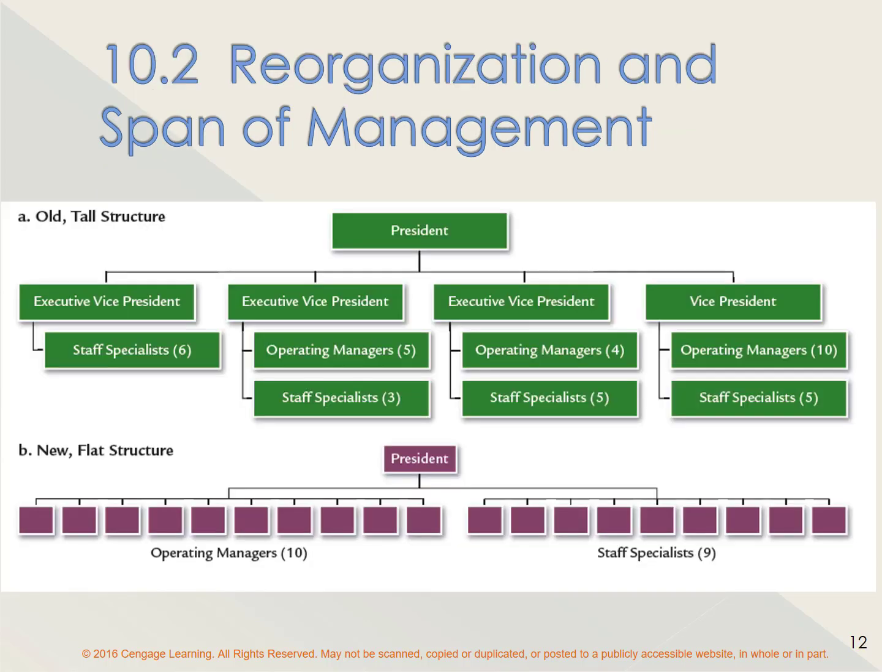Okay, so let's actually get into the pictures here and see what we're talking about. So here's an older, tall structure. So you have the president, and then you can see how everybody falls in under the president. And then a newer, flatter structure is the president, and then lots of specialists underneath. Now, this new flat structure is very popular right now amongst new companies.